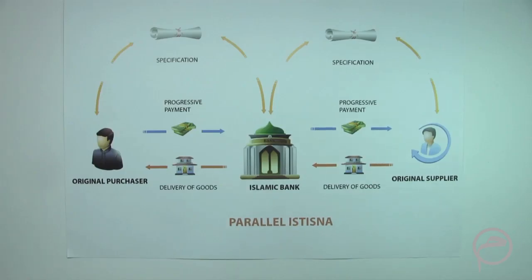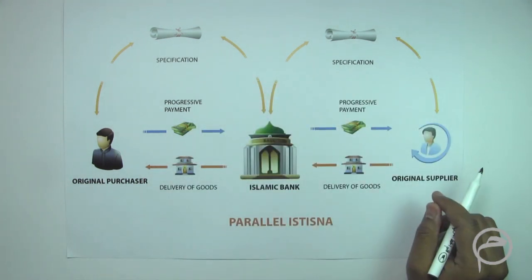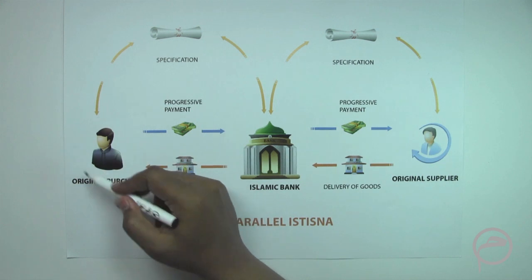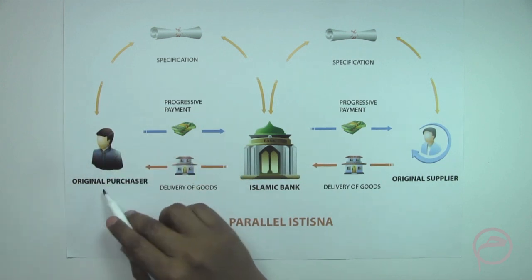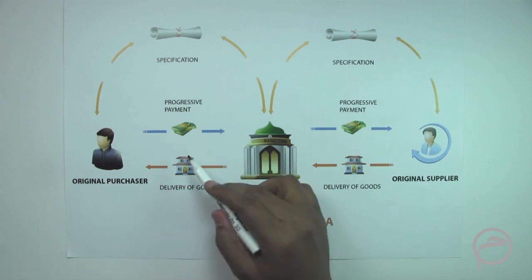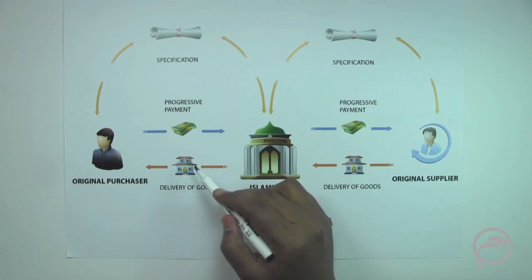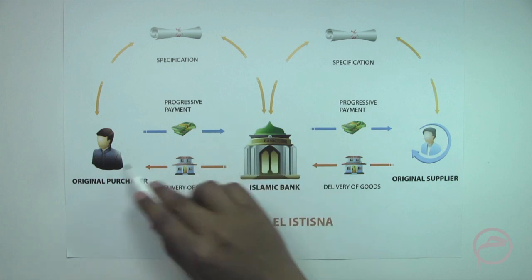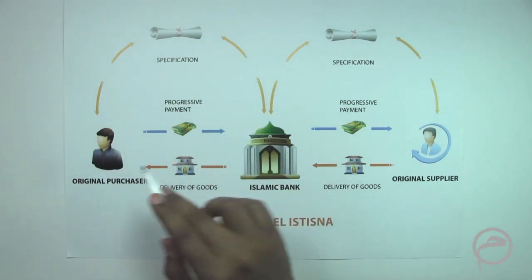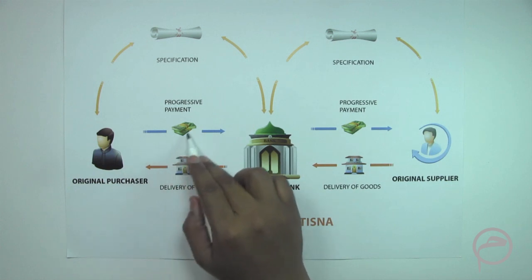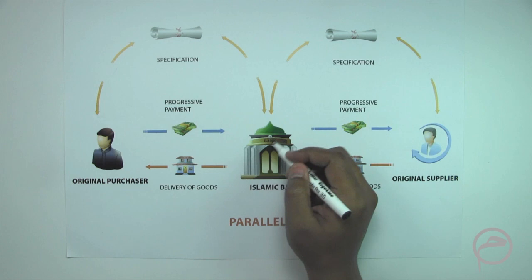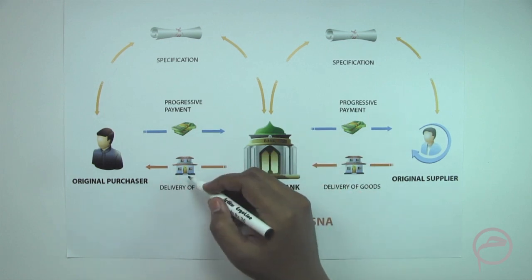Now let us quickly discuss a structure for Istisna. This is the customer. This is a customer who approaches an Islamic bank. The customer needs certain constructed assets. They enter into an Istisna agreement. Based on the Istisna agreement, the customer makes progressive payments. And the obligation of the Islamic bank is to deliver certain constructed assets to the customer.